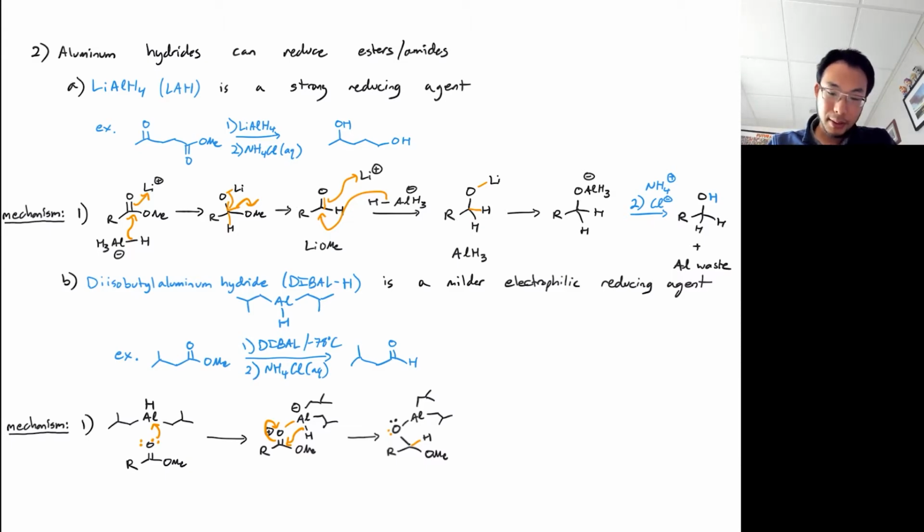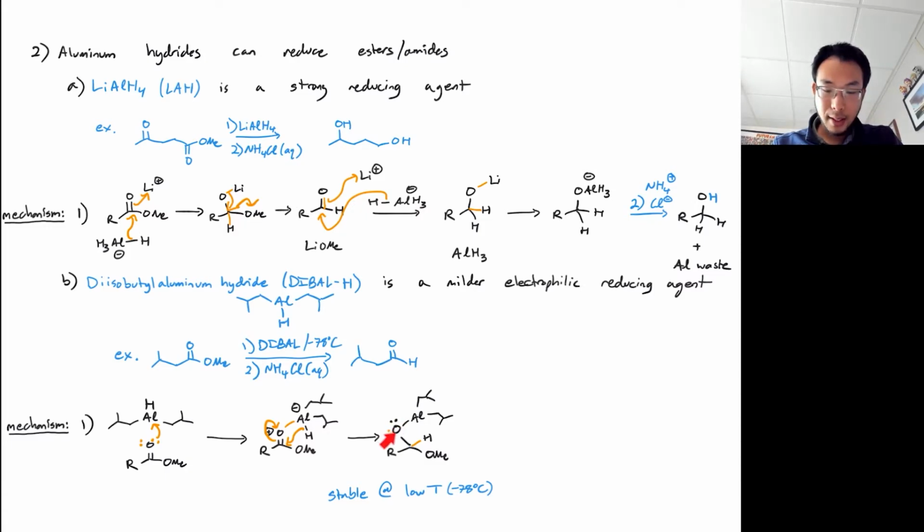This process regenerates a neutral aluminum species here, and we have this tetrahedral intermediate that, because it's so neutral overall, is not very prone to collapsing. So this is stable at low temperatures, such as minus 78 degrees Celsius.